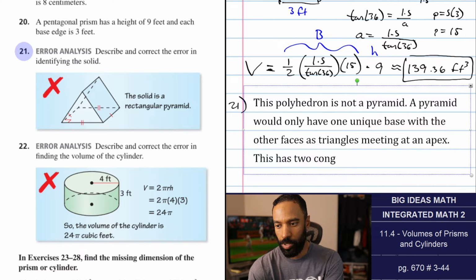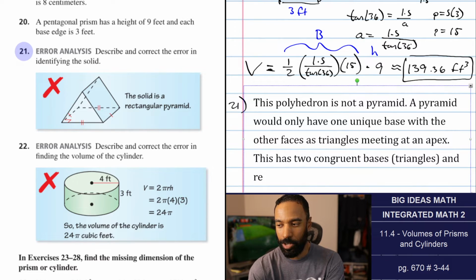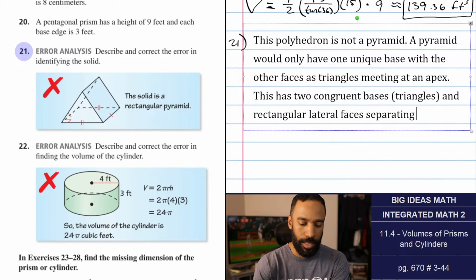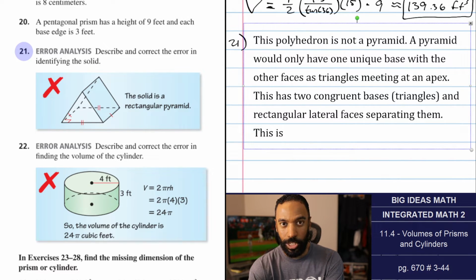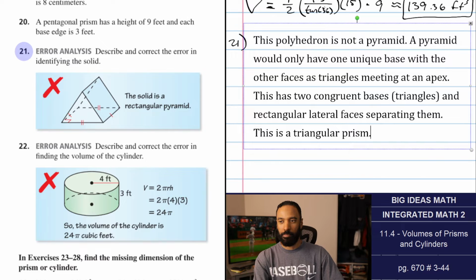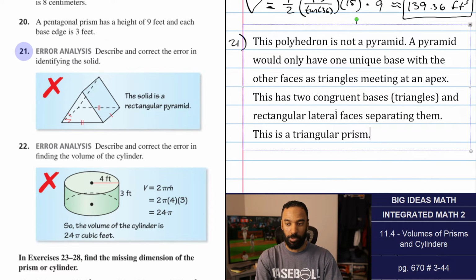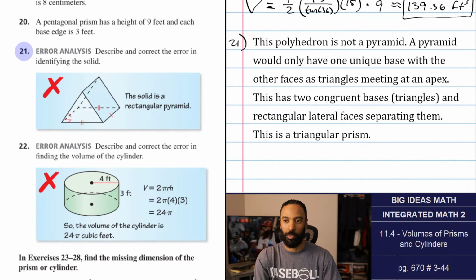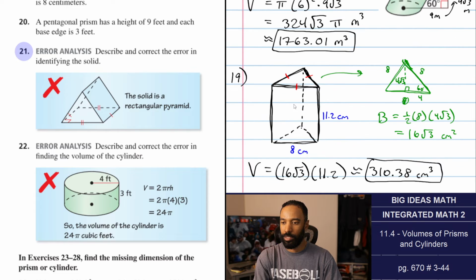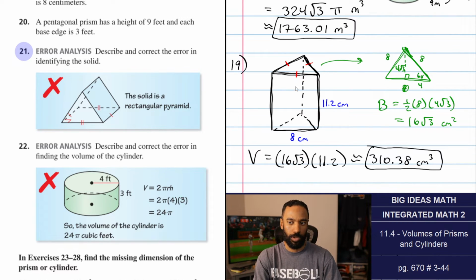This has two congruent bases that are triangles in front and back and rectangular lateral faces separating them as they're parallel. This is a triangular prism. Yes, it is very common for people to mistake that for a pyramid. Just because you have triangles, only two of them, doesn't make it a pyramid. It's the way that it's drawn, though, right? It's because it's toppled over. If it was drawn the way that we drew this one right here, you would call that a prism. You wouldn't call this a pyramid.